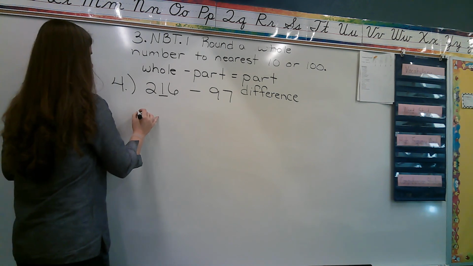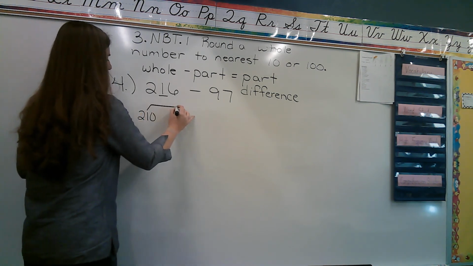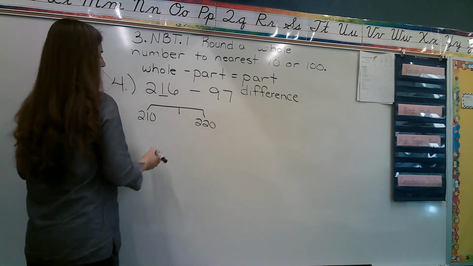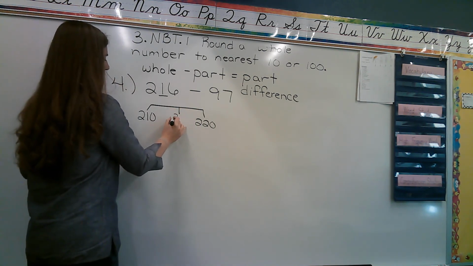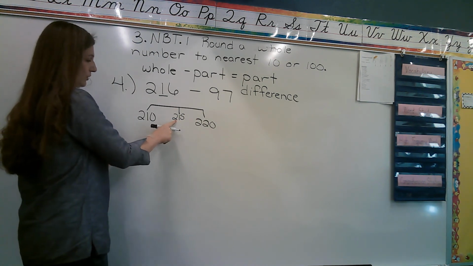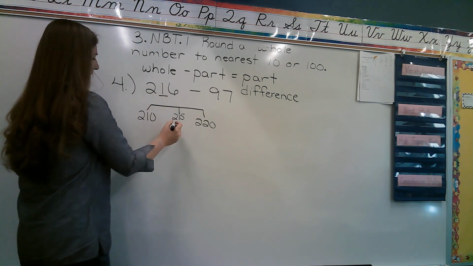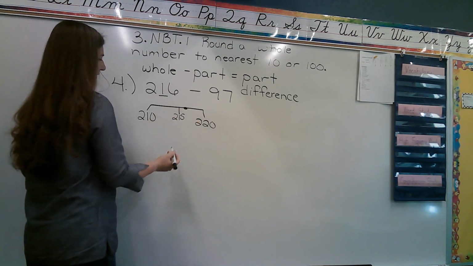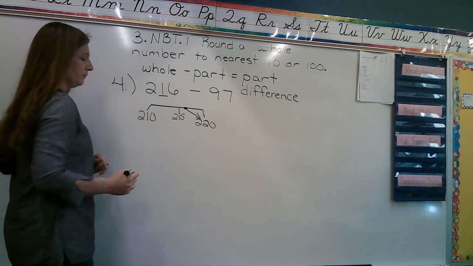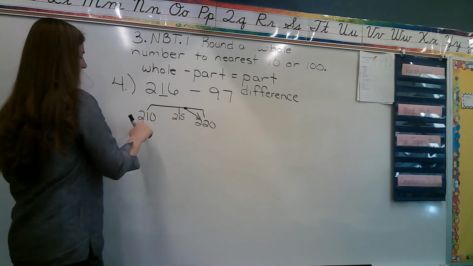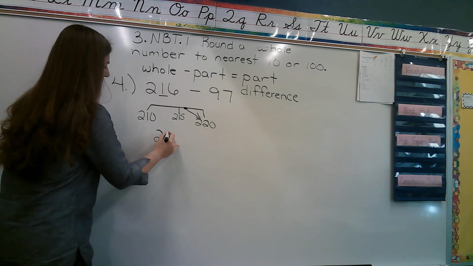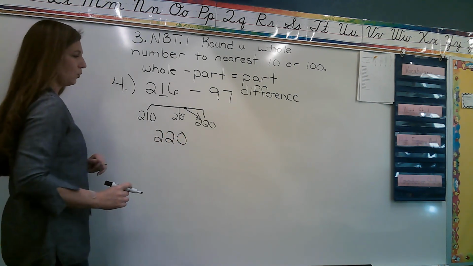And so we have 210 and 220. 215 is going to be between that. So that tells us if we have 216, it's going to be 4 away from 220, but 6 away from 210. So we were going to round it to 220.